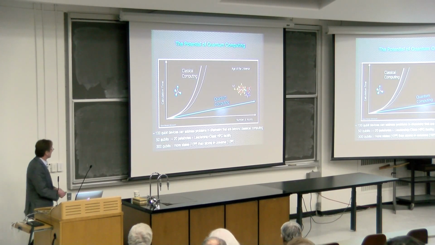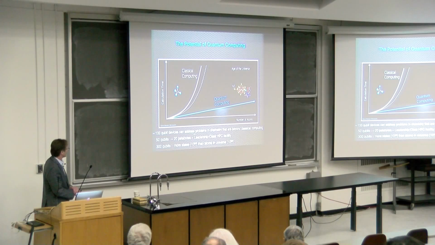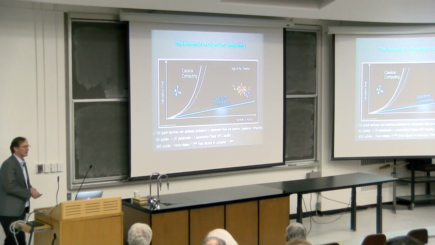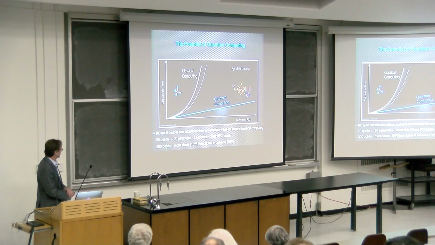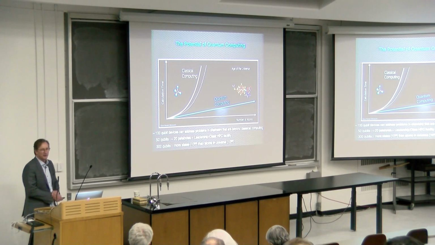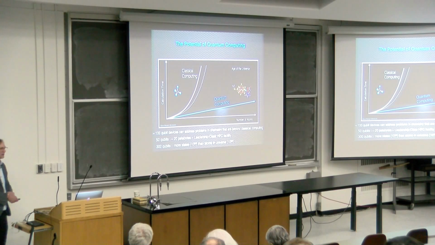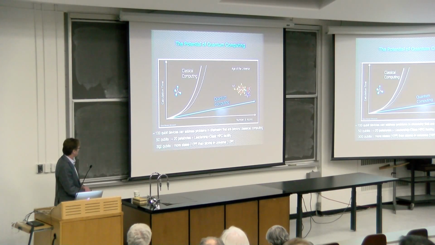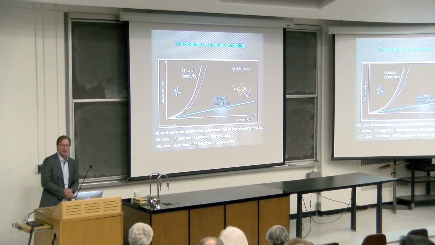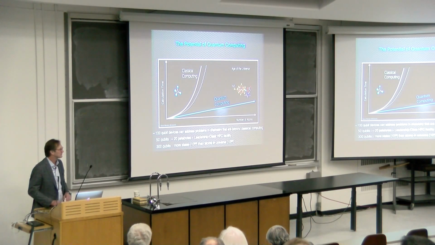And so to set the scale, for instance, 100 qubit devices can address problems in chemistry that lie beyond classical computing, and 50 qubits takes you to the size of memories of the largest computers in the world, and with a system with 300 qubits, there are more states than atoms in the universe. So if you were able to build a classical computer involving all of the atoms of the universe, you still wouldn't have the capability to span the space of 300 qubits on a quantum device, which is quite remarkable.